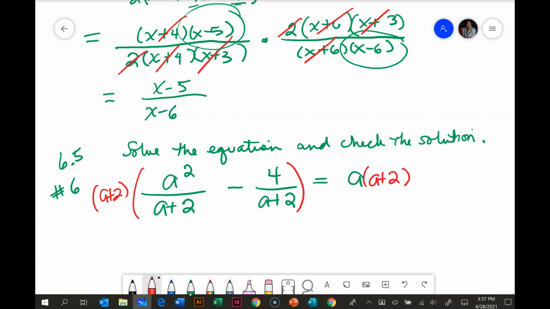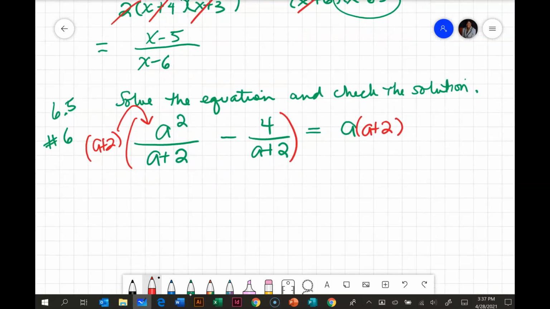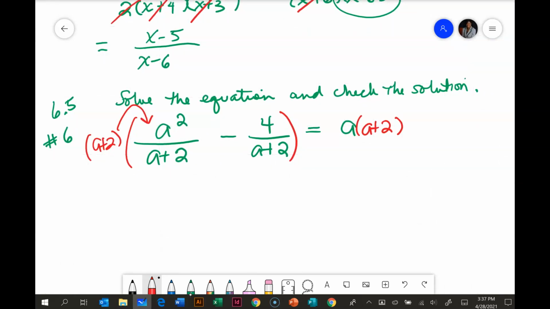Once we do that, we need to distribute on this left side because we have more than one term, right? So we need to multiply a plus 2 times a squared over a plus 2 first. Notice what will cancel out. Don't scratch it out now, or else you will think a plus 2 is completely gone. What I'm saying is if you do this and this, you may think a plus 2 is gone and you don't have to multiply it by this, and that's not true.